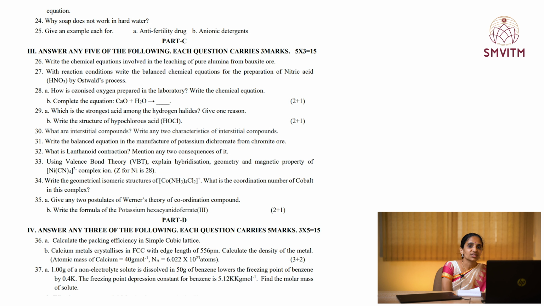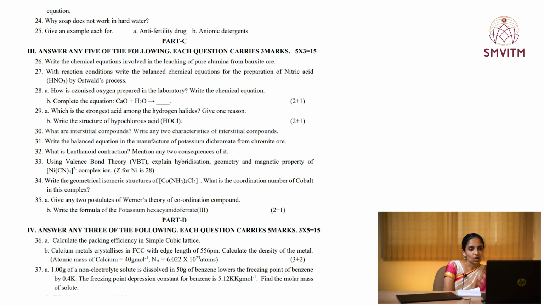Then 31st is a sure question, manufacture of potassium dichromate. It has already been discussed. 32nd is an F block question, lanthanoid contraction and its consequence. That is also discussed.